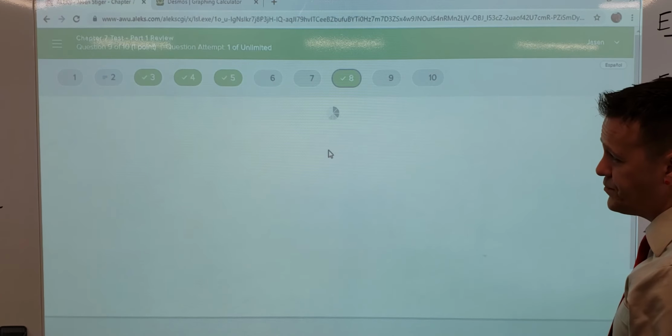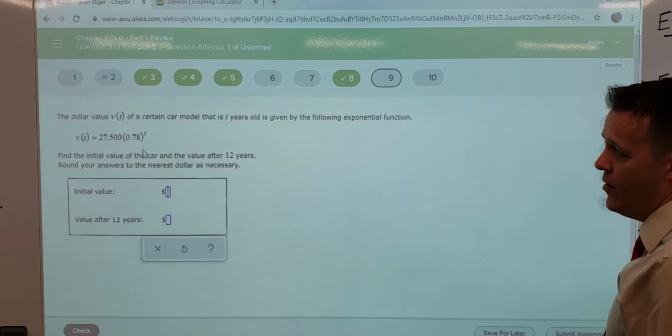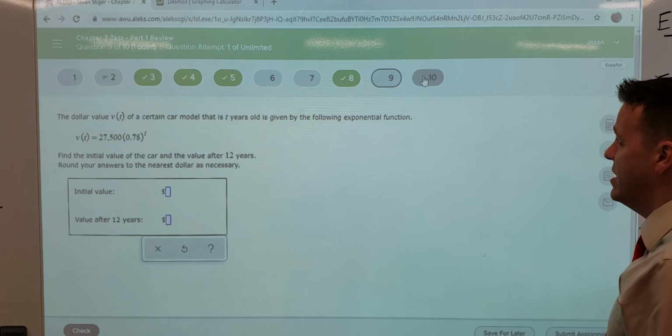All right, number 9. Put this in the calculator. Initial value is 27,500. And then the value after 12, you put the number 12 in here, and give me the answer using a calculator.